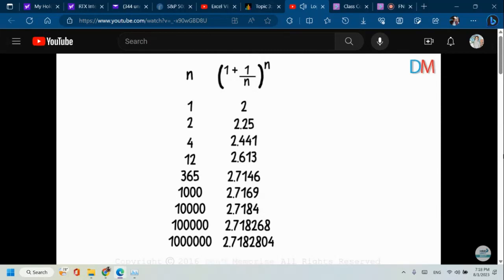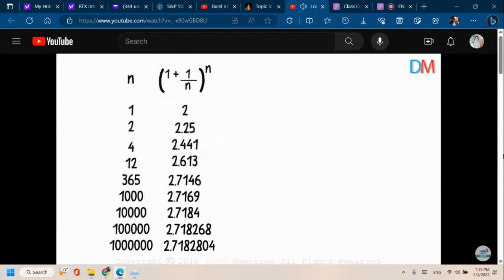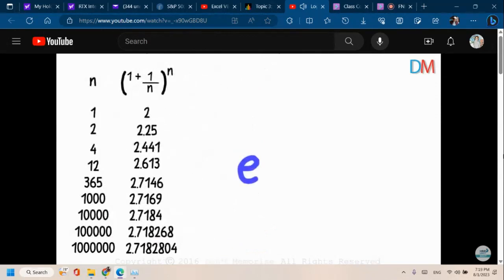The number of time periods here is 1 million. Notice that the returns improve, yes, but they converge around a value which approximately equals 2.718. And that is your beloved E. We can't get infinite money after all. What would be a layman-friendly explanation for E then?